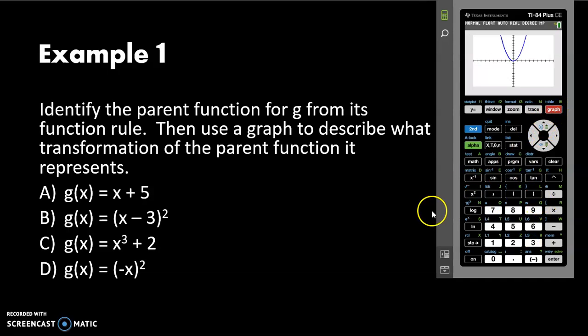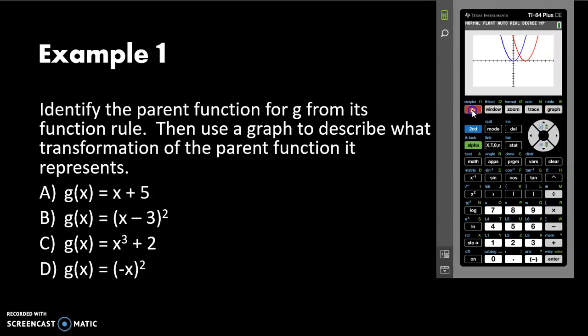And now let's look at the graph. So the blue one is the parent function. The red one is the new function. Notice it has moved to the right 1, 2, 3 points. So this is a horizontal translation to the right by 3. So quadratic parent function, horizontal translation to the right by 3. In part C, they give us this. Notice it says x cubed.